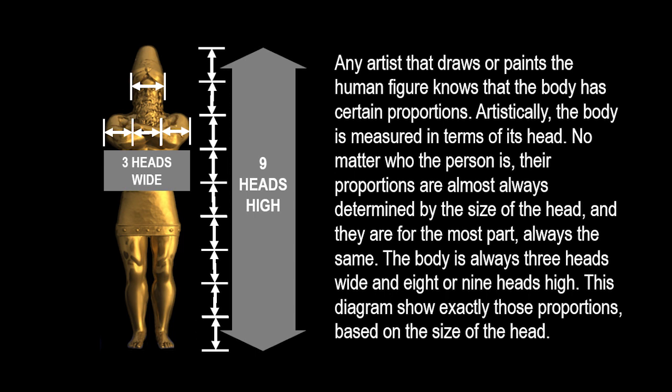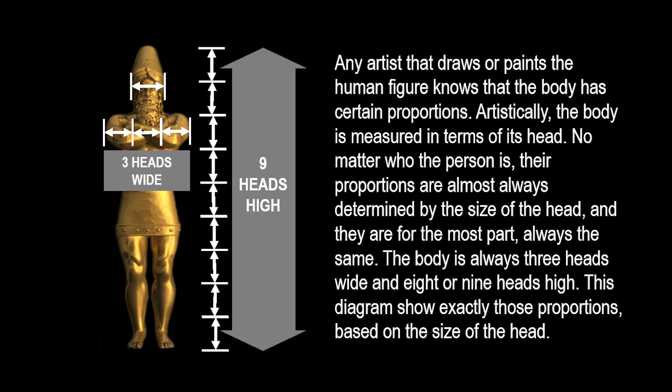Any artist that draws or paints the human figure knows that the body has certain proportions. Artistically, the body is measured in terms of its head. The head always determines what the proportions of the body will be. No matter who the person is, their proportions are always determined by the size of the head, and the body's proportions are, for the most part, always the same. The body is always 3 heads wide and 8 or 9 heads high.